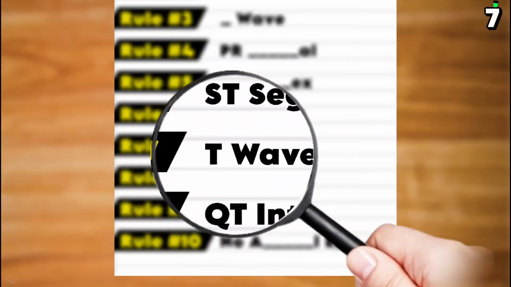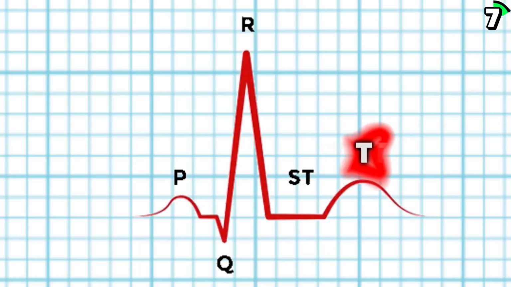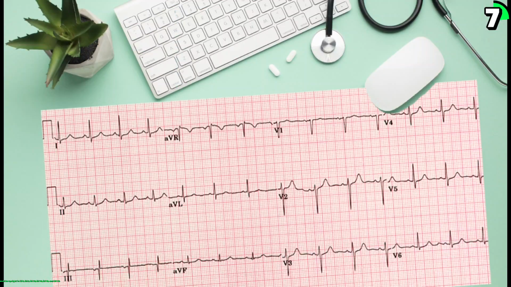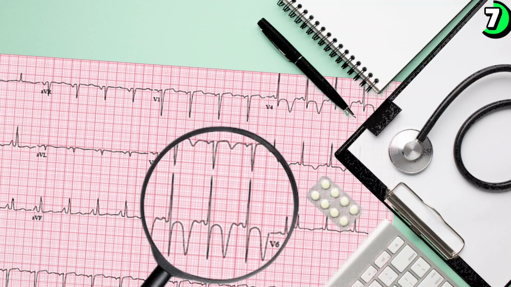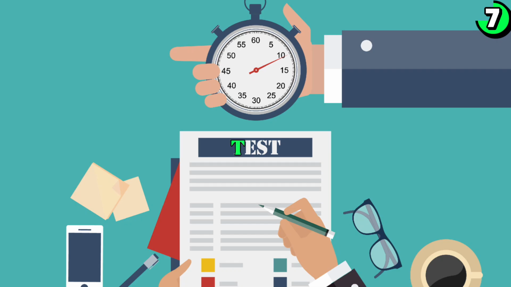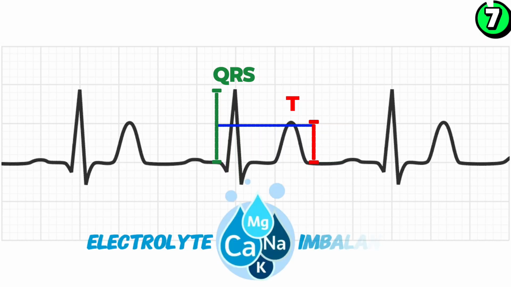Rule number 7. T wave. Upright in most leads. Check the T wave. They should be upright in lead 1, lead 2, and leads V3, V4, V5, and V6. Tall, peaked T waves? It's hyperkalemia. Inverted T waves? It's either ischemia or hypertrophy. A quick test. If the T wave is taller than half the QRS height, suspect electrolyte imbalances.